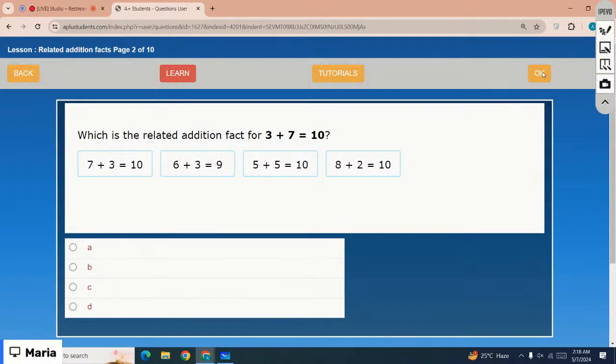Okay, which is the related addition fact for 3 plus 7 equals 10? So, which is the correct option? The correct option is, yes, A is the correct option. 7 plus 3 equals 10.